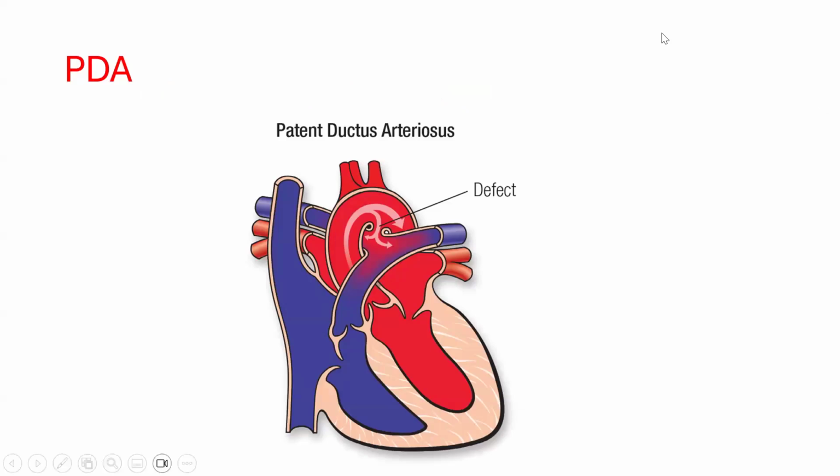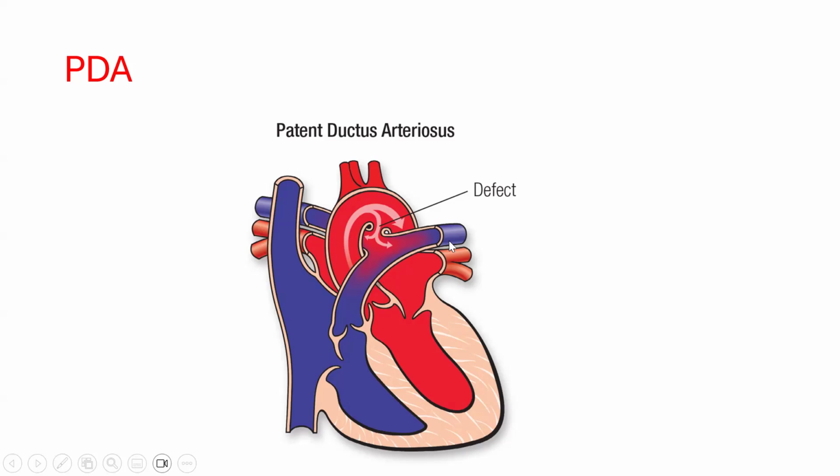So this is an illustration from the American Heart Association. Okay, you can appreciate the connection between the aorta and then the pulmonary arteries. And because of the proximity of the pulmonary artery to the high systemic flow and pressure, you have a significant dilatation of the pulmonary valve, pulmonary artery, and the branch pulmonary arteries.